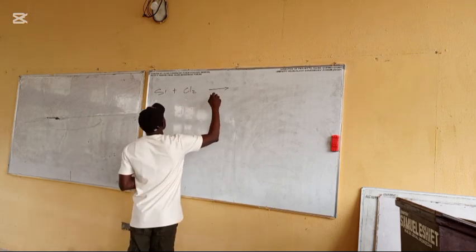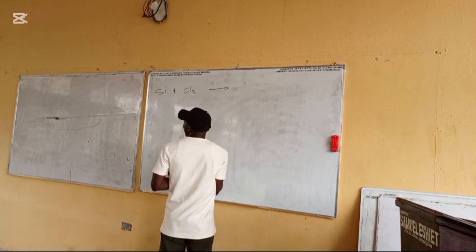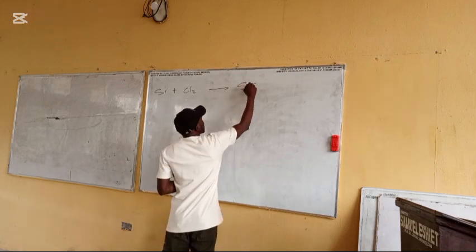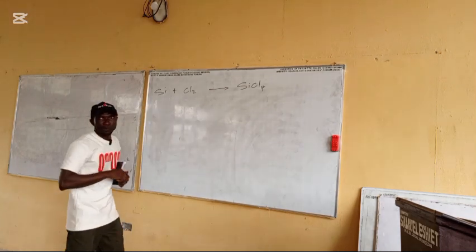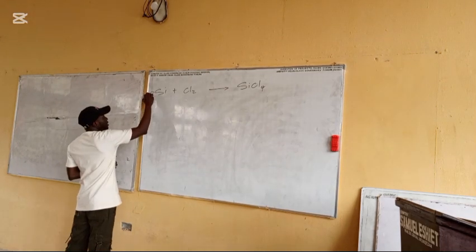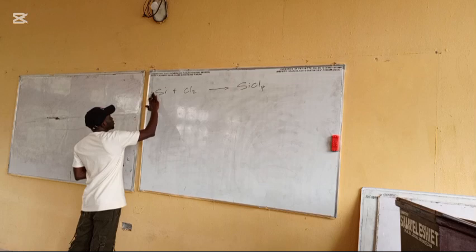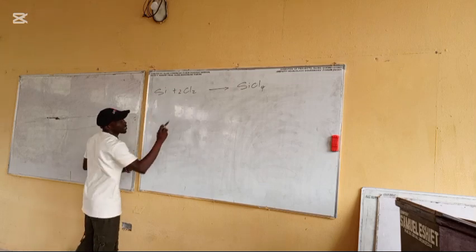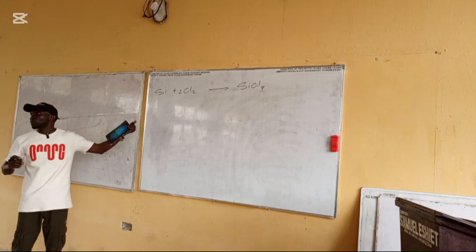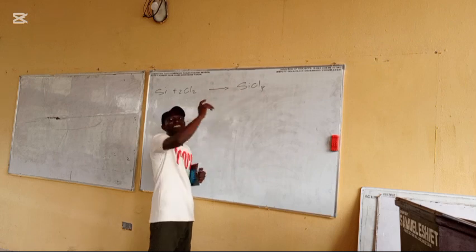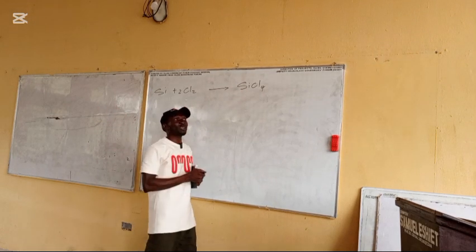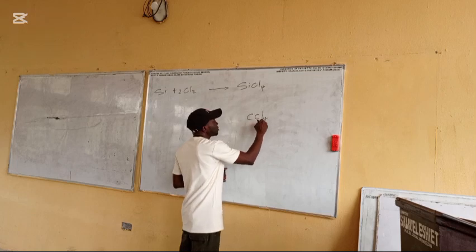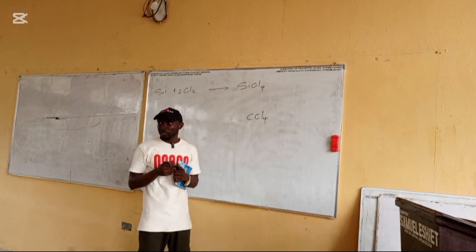It's supposed to give you something like this, with 4. So let's balance that equation. Now we have 2 here. That's the balanced equation. Now write this down. What you're seeing here is similar to the compound we handled earlier today. And that compound is what? CCl4. Have you noticed that?